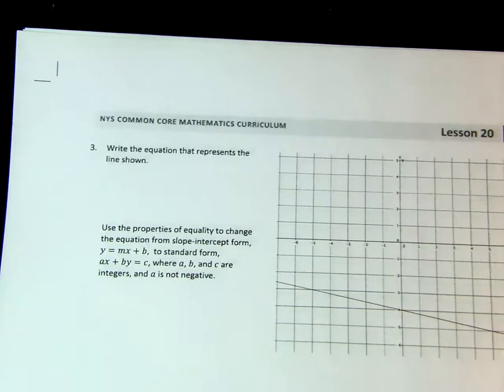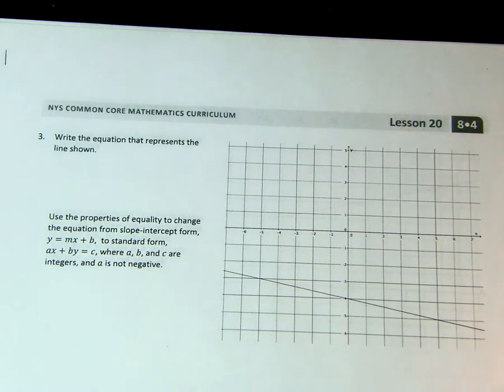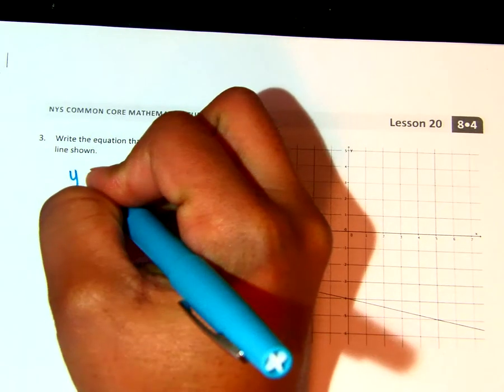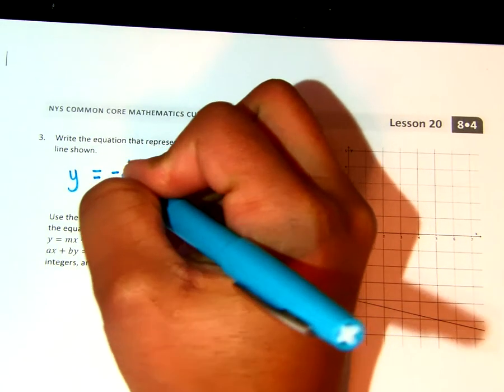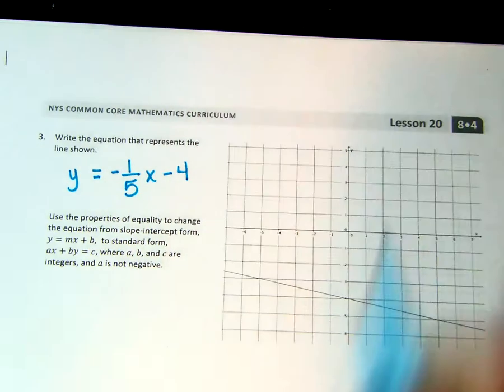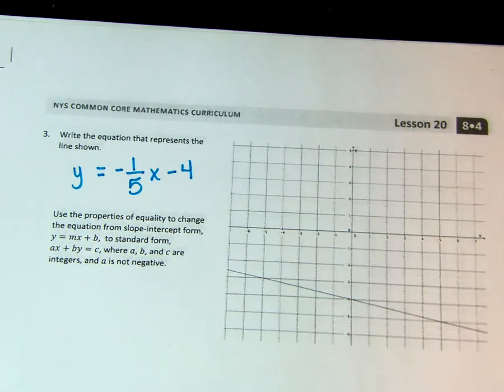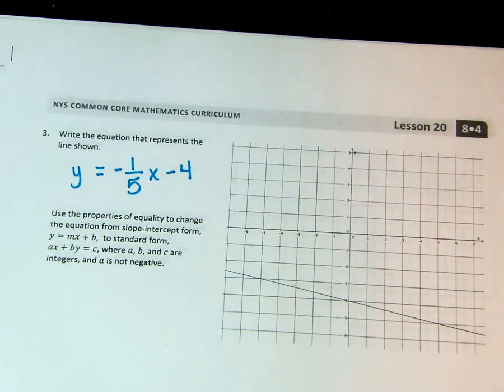Go to equation number 3. Write the equation that represents the line shown. Use properties of equality to change the equation from slope-intercept form, y equals mx plus b, to standard form, ax plus by equals c. Remember, a cannot be negative.